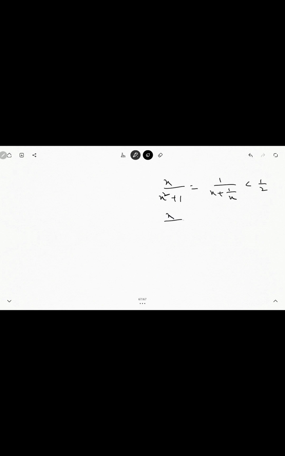Similarly, x by 2x square plus 1 is equal to 1 by 2x plus 1 by x. Apply AM-GM here and take the reciprocal. You will be getting 1 by 2 root 2. This is also 0 point something only. So on, the last one will be 1 by 2 root n. That's why I have taken all these terms as 0 plus 0 plus 0 plus 0. So finally this function is only n into n plus 1 by 2.